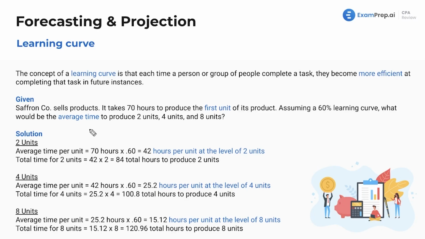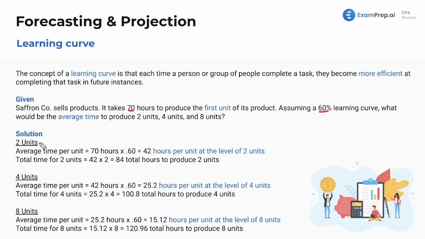What would be the average time to produce 2 units, 4 units, and then 8 units? We'll see why we do it in doubling. Well, that's kind of how our formula works. All right, so these will be given to you in the question, our amount of hours for the first one, and the learning curve. Let's take a look.